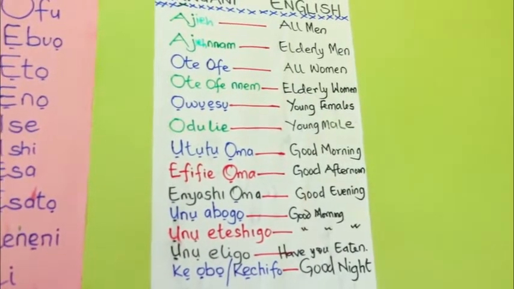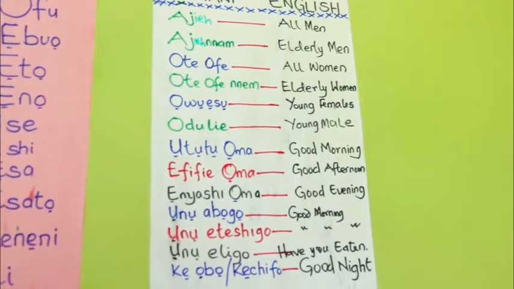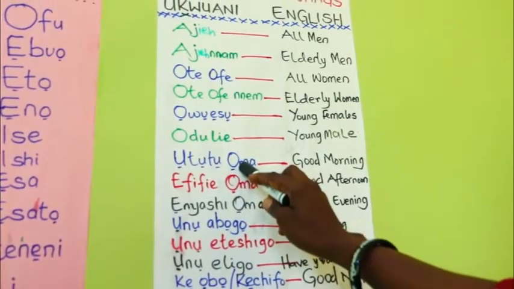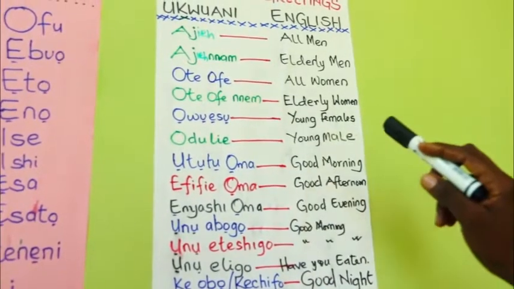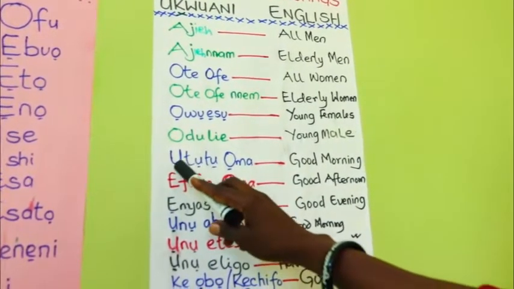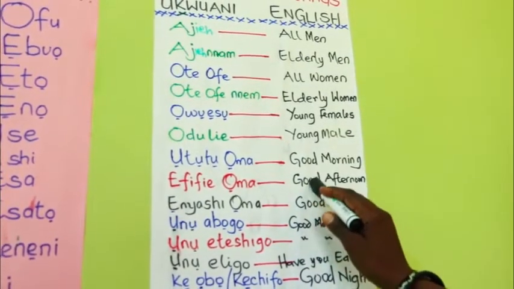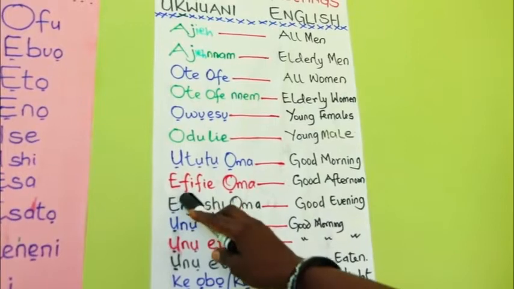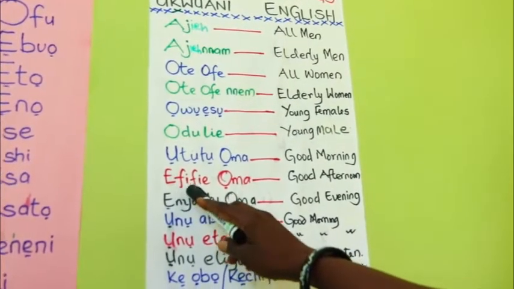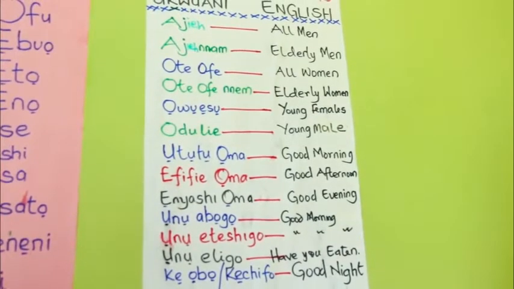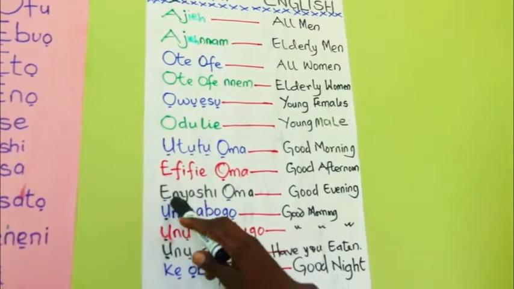And then if you want to greet someone in the morning, in the afternoon, in the evening, for good morning, you have Otutuoma. Very good. And for good afternoon in Ukwuani, you say Efifioma. And if you want to say good evening, what do you say?